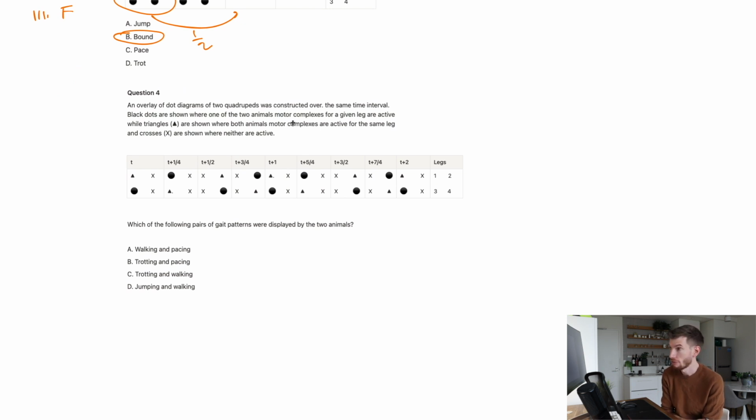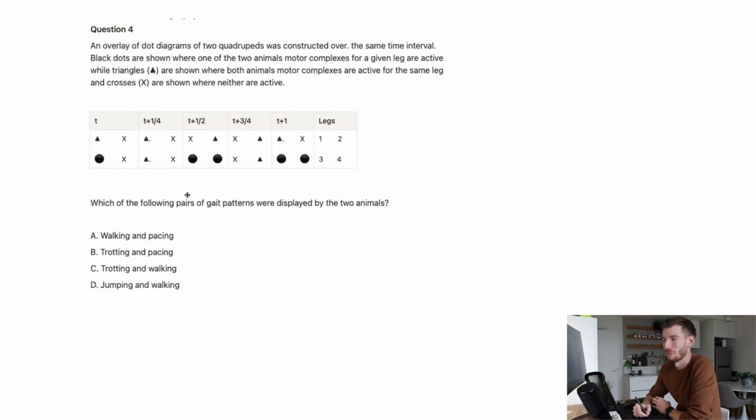Then we have question 4. Okay, I'm going to try this one again because I actually made a mistake with it. It's a very complicated question. So an overlay of dot diagrams of 2 quadrupeds was constructed over the same time interval. Black dots are shown where one of the 2 animals' motor complexes for a given leg are active, while triangles are shown for where both animals' motor complexes are active for the same leg, and crosses are shown when neither are active.